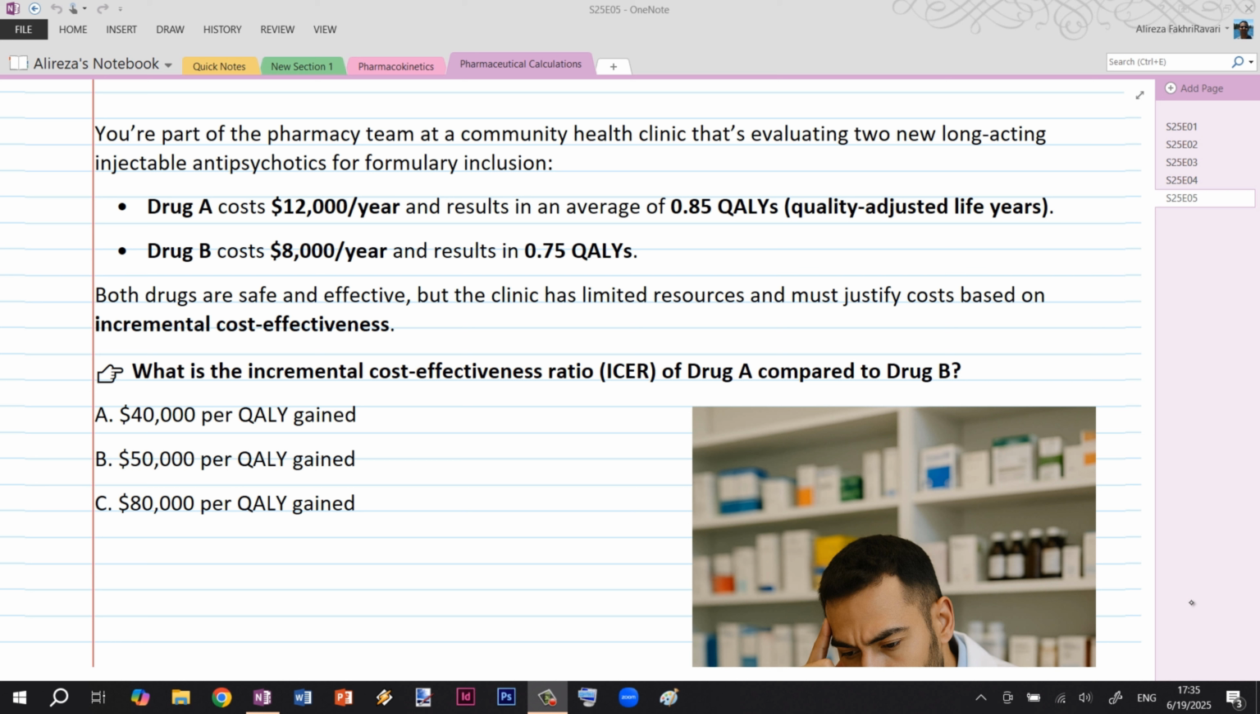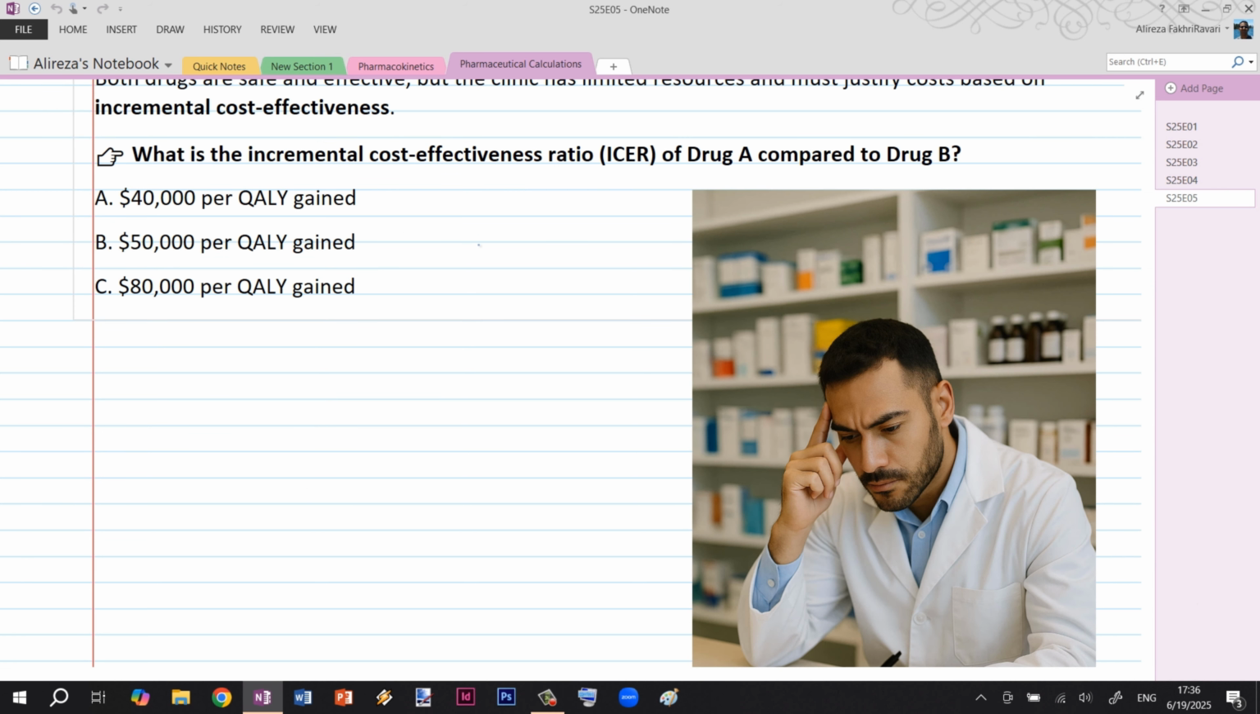Both drugs are safe and effective, but the clinic has limited resources and must justify costs based on ICER, or incremental cost effectiveness. The question is, what is the ICER, or incremental cost effectiveness ratio, of drug A compared to drug B? Now, in order to do this problem, you need to know the equation for ICER.